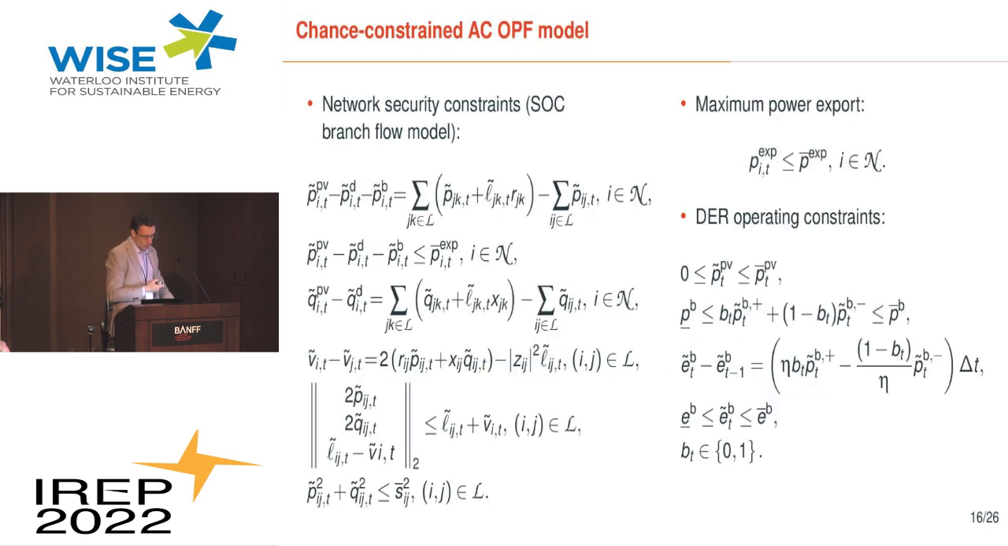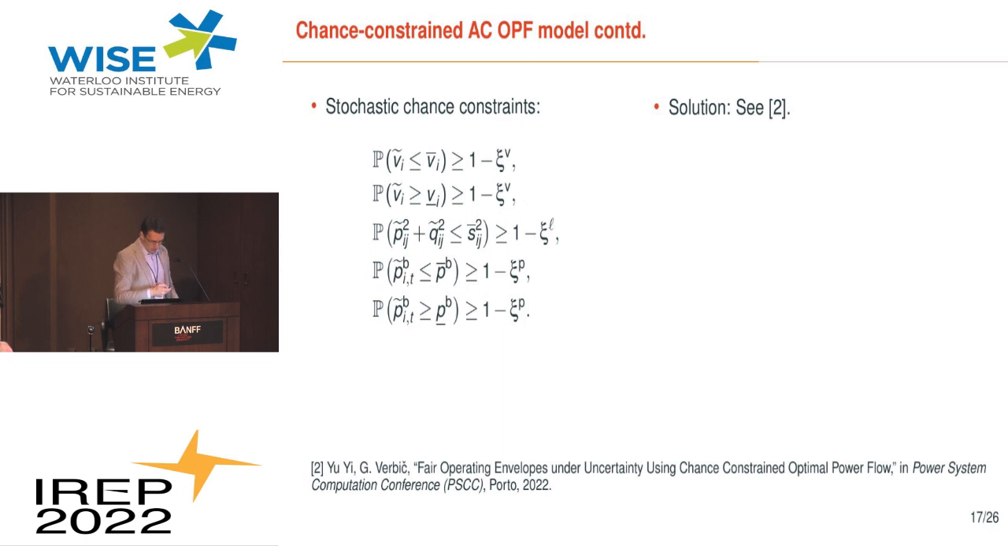And there's this chance-constrained AC OPF model that we presented at the PSCC. It is essentially the same as before. So we maximize network hosting capacity, subject to network security constraints, maximum power export limits, DR operating constraints, which I mentioned before, and stochastic chance constraints. The network model is an SOC, second-order cone, branch flow model. If you're interested in details, they are in the paper presented at the PSCC.